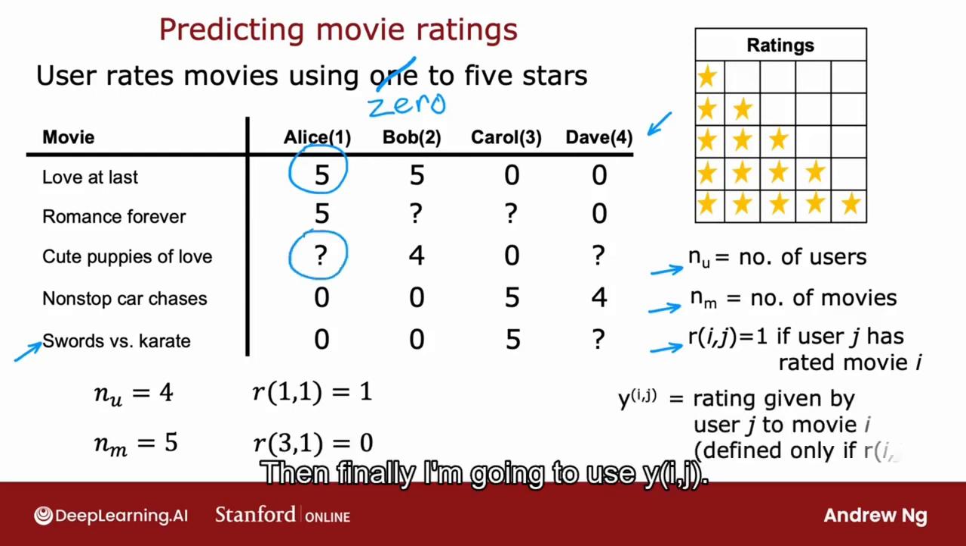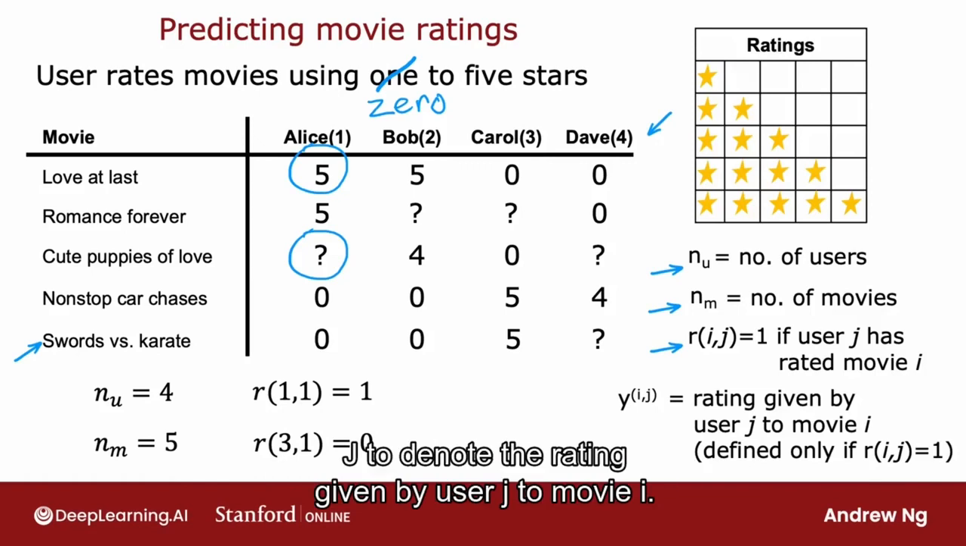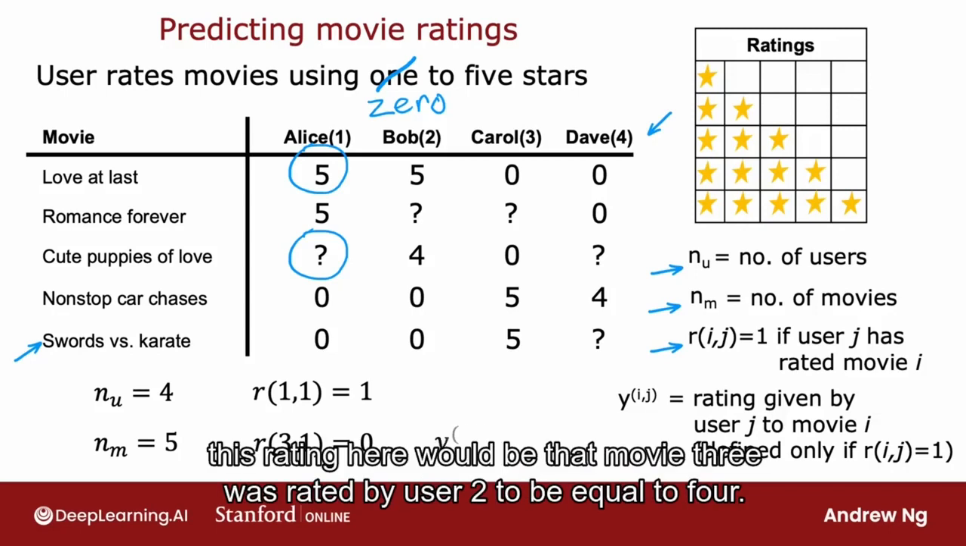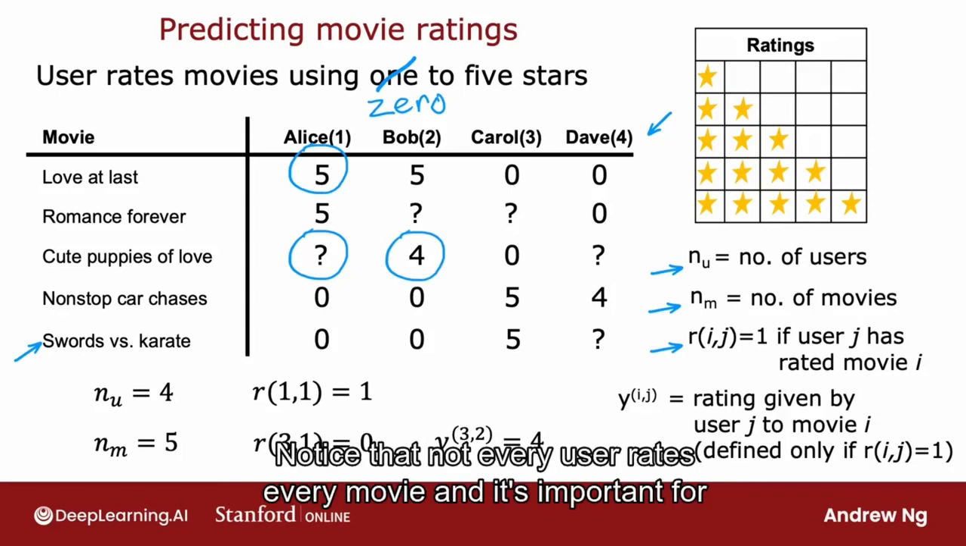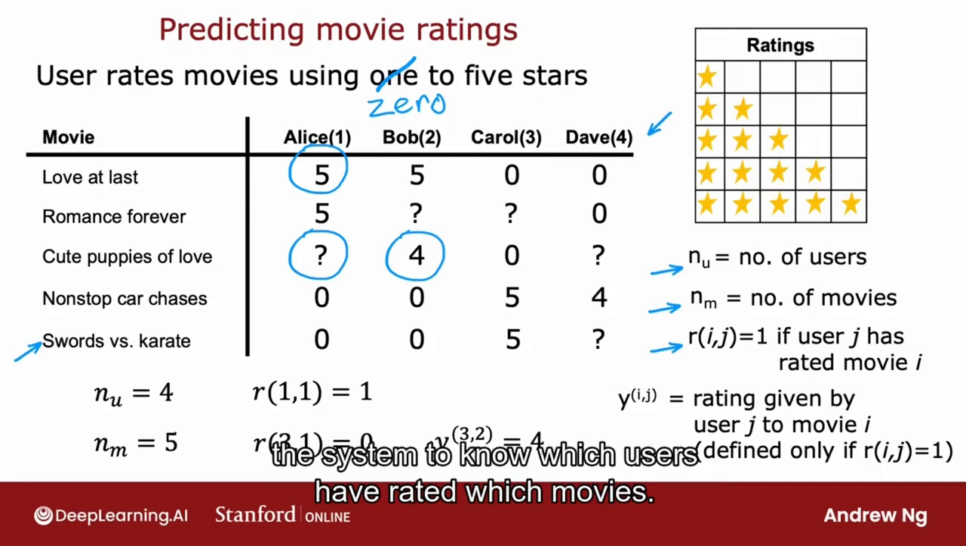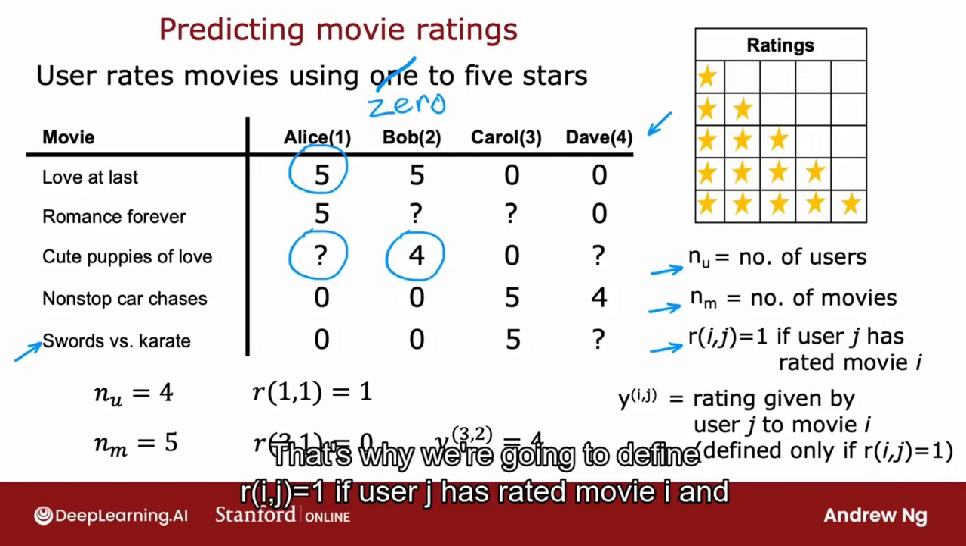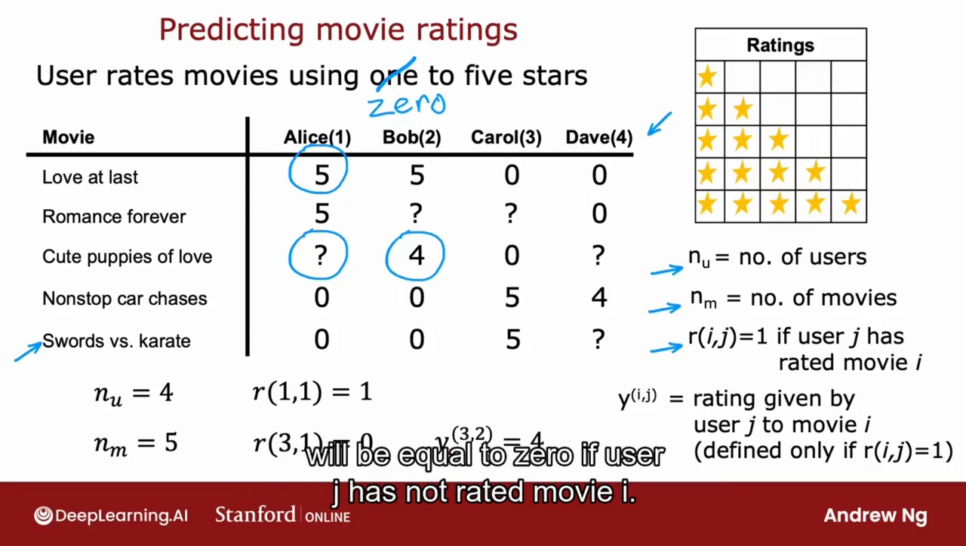Then finally, I'm going to use y(i,j) to denote the rating given by user j to movie i. So for example, this rating here would be that movie 3 was rated by user 2 to be equal to 4. Notice that not every user rates every movie, and it's important for the system to know which users have rated which movies. That's why we're going to define r(i,j) to be equal to 1 if user j has rated movie i, and it'll be equal to 0 if user j has not rated movie i.